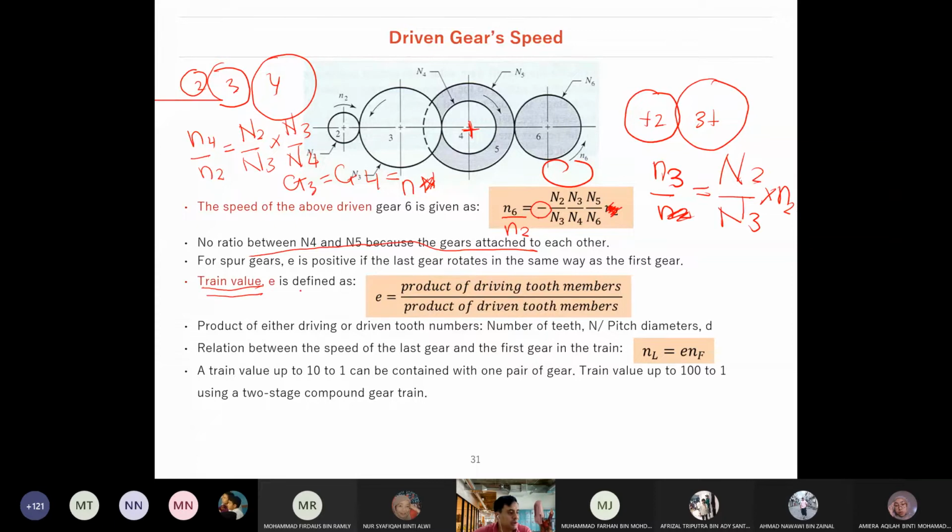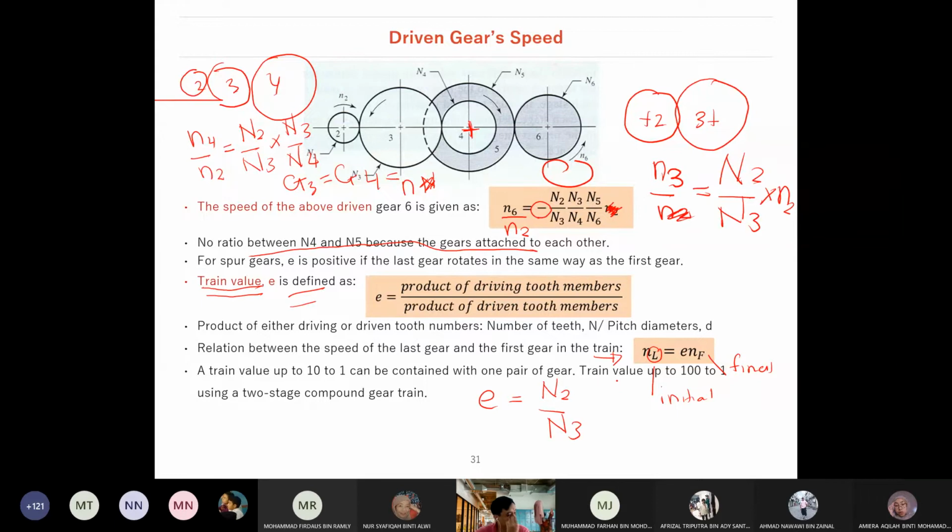Actually, train value is a ratio. The ratio of E, where E is equal to the driving teeth, the number of teeth, right? Meaning driving N2 divided by driven N3. This is the formula you need to know. L means initial, or this is final. F is final. This is the initial. Exactly.